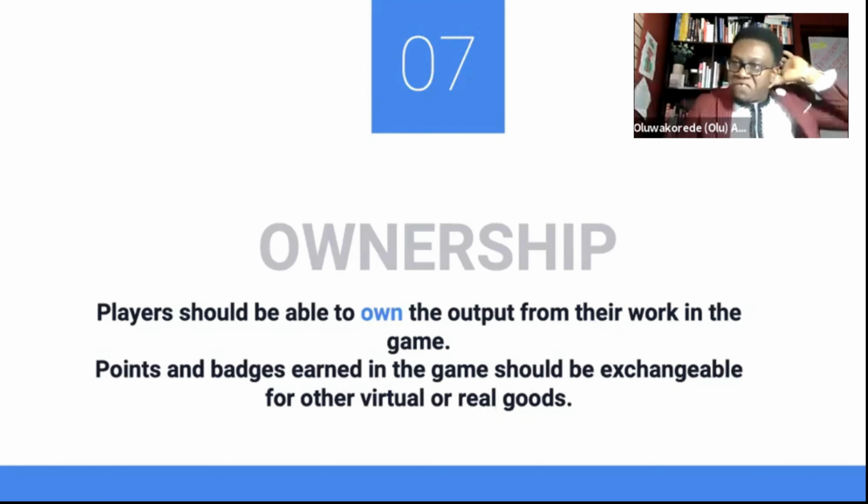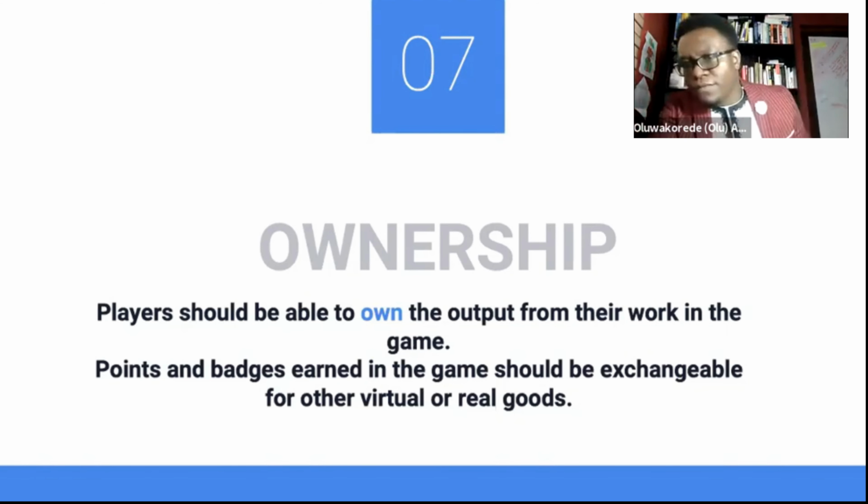So what's the point of a point? The point of a point is that I can use it. One, as bragging rights: I've scored 1,000 points. But two, maybe I could also spend it in a tuning shop in the game and make my avatar look closer to what I look like in real life.